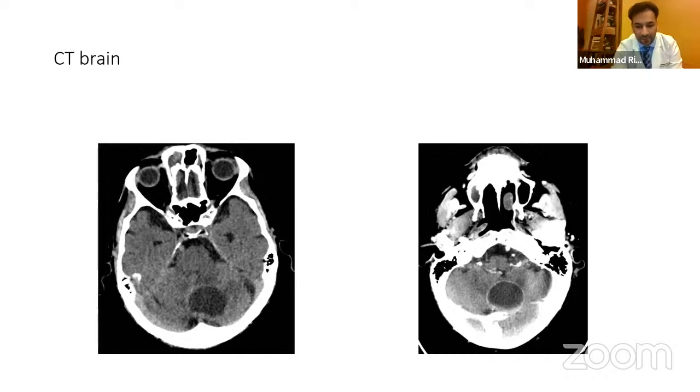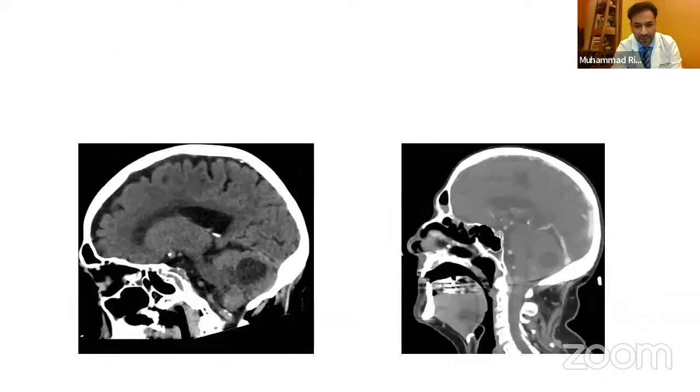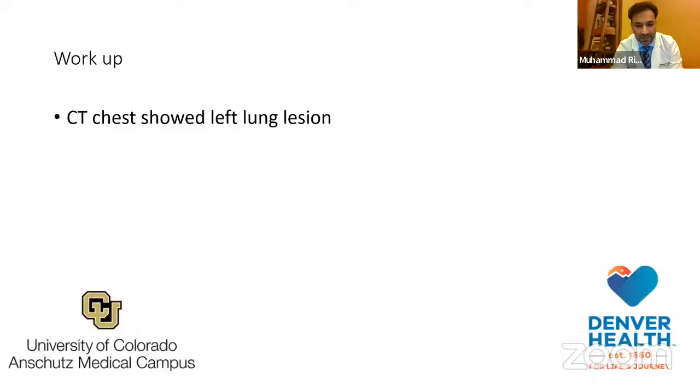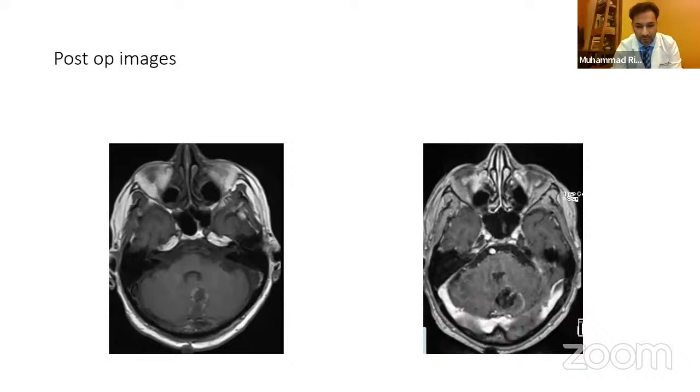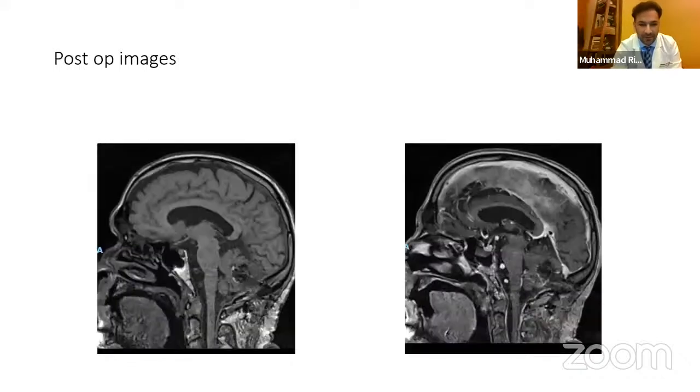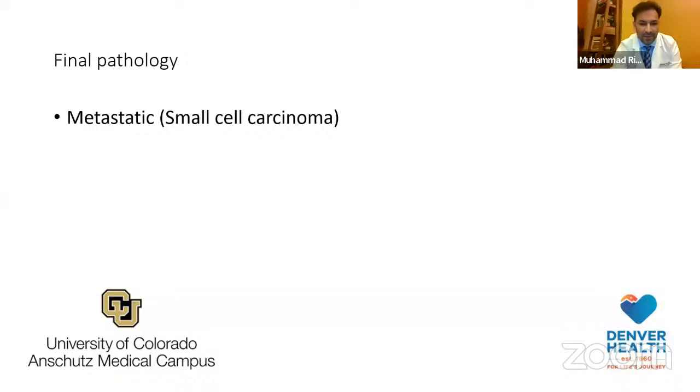Ring-enhancing lesion in the fourth ventricle, not in the fourth ventricle, in the posterior fossa, with mass effect. Sagittal images. We did further workup because the lesion was suggestive of mets or abscess, and it turned out that he had a left lung lesion. He was planned for midline suboccipital craniectomy, and the surgery was uneventful. He did very well, but again, the biopsy came back metastatic small cell carcinoma. That is very unfortunate.